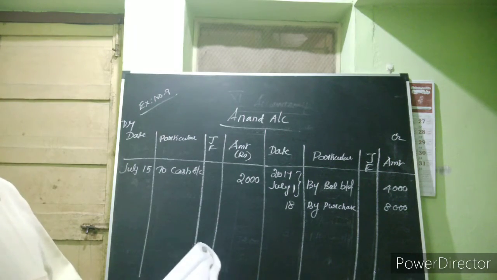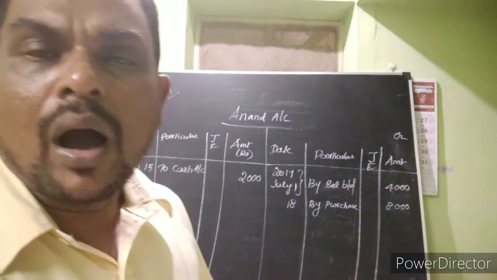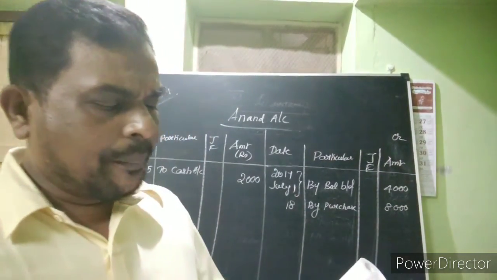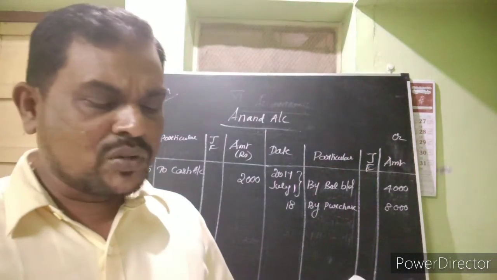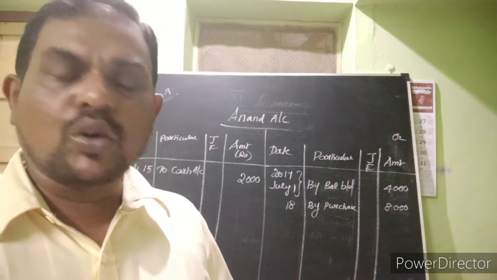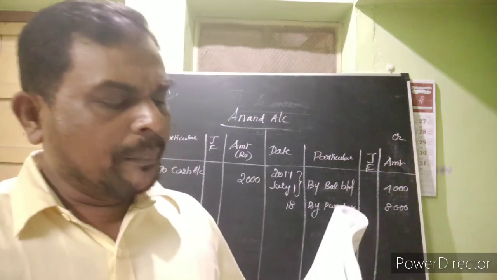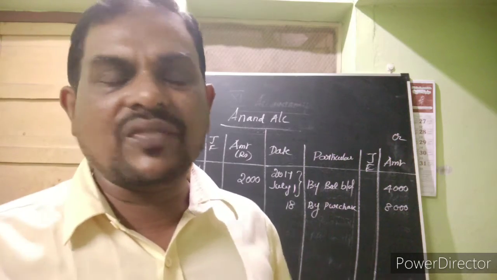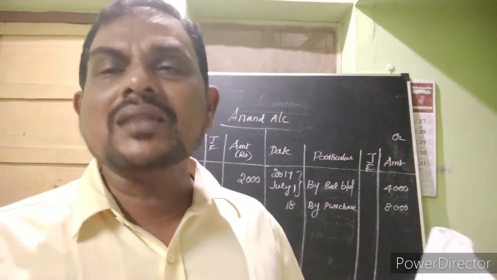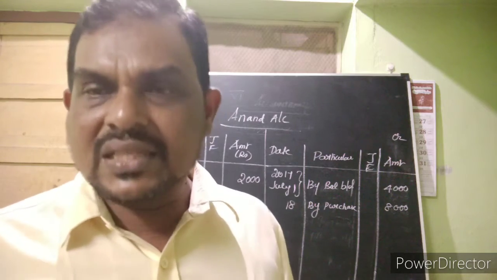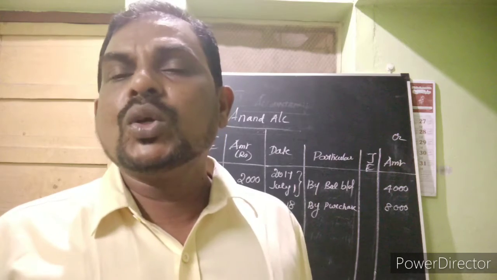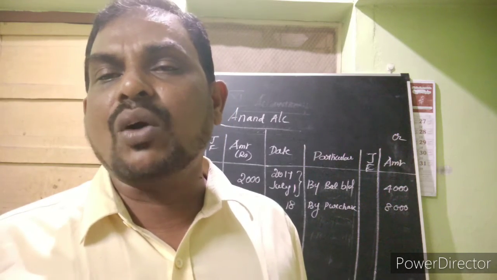Paid to Anand rupees 3,960. Discount allowed by him rupees 40. Paid to Anand, that is, we are making the payment to Anand. So Anand is receiving this amount, but he is allowing some discount. So that is discount received. Then what is the journal entry? Anand's account debit to cash account, to discount received account.